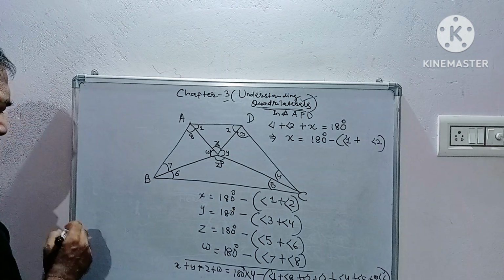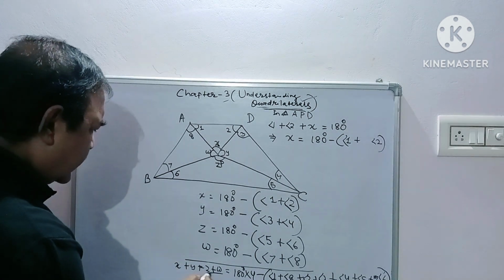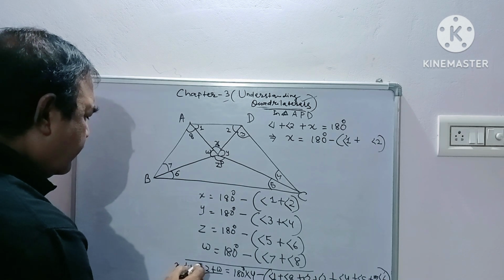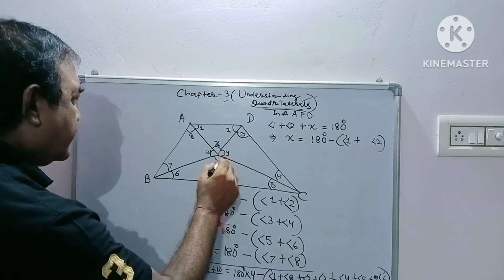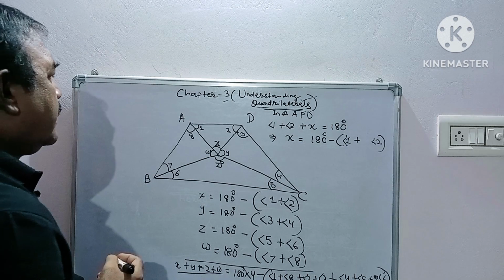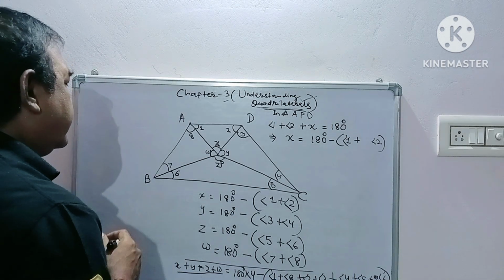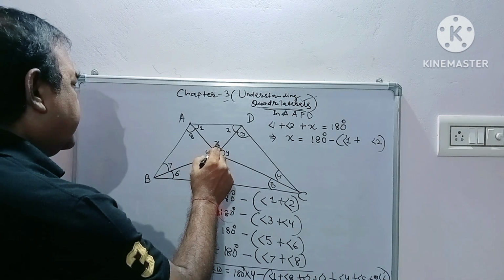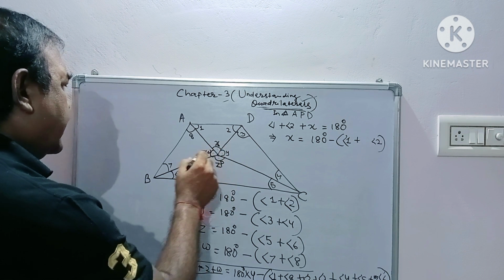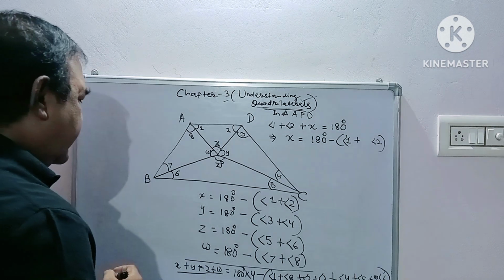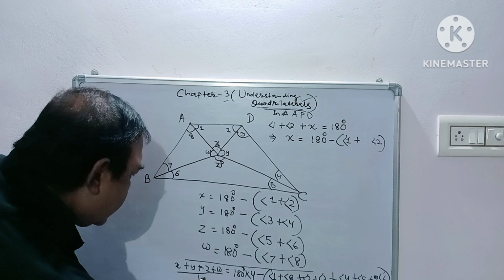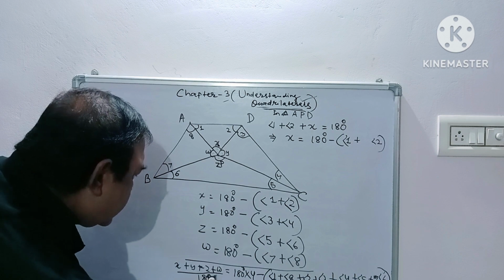So what happened? I just bring here this sum. That means angle x plus angle y plus angle z plus angle w. You see, this is around a point or not? You see, this angle plus this angle plus this angle plus this angle, 4 angles, x, y, z and w. The sum is 360 degree. So it is 180 degree into 2, or not?